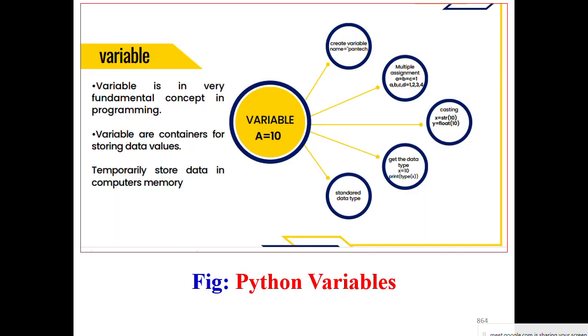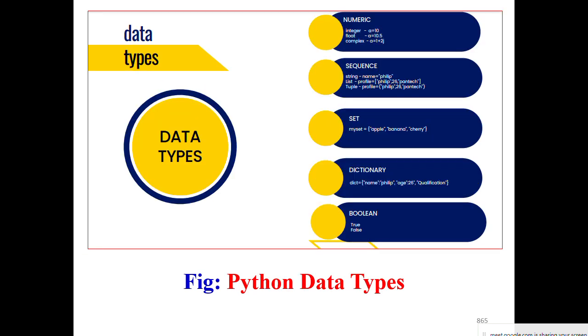So variable is a very fundamental concept in programming. Variables are containers for stored data values, like temporarily stored data in a computer's memory. Create a variable: name is equal to Pantech. Multiple assignment: a equal to b equal to c equal to 1, or a, b, c, d equal to 1, 2, 3, 4. Casting: x is equal to str of 10, y is equal to float of 10. Get the data type: x equal to 10, print type of x. Standard data types like numeric, sequence, set, dictionary, boolean, etc.